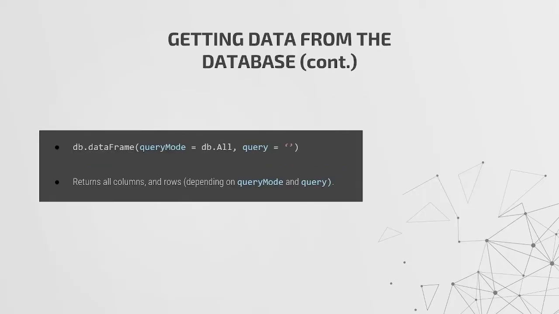So that's getting individual columns from the database, but sometimes you want to return the entire data frame, and you can do that by using this db.dataframe. That will return all the columns from the database, and this only takes two parameters, the query mode and the query. And just like we saw before, this is db.all or db.model or db.specified, and if it's db.specified, you can include the query string there as well.